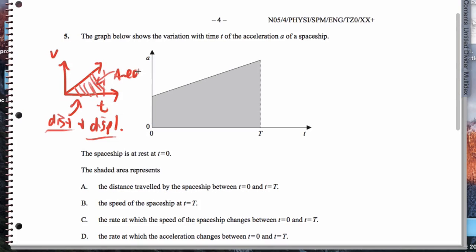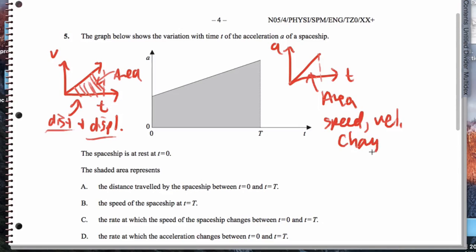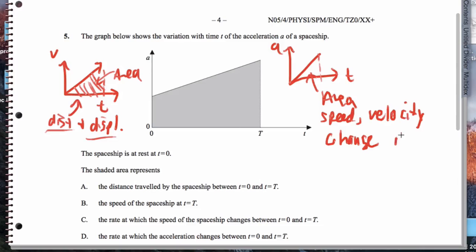Okay. Second thing, if I have a graph of acceleration versus time, the area will actually tell me either the speed, the velocity, or the change in velocity. Now, we're going to make a very clear distinction later on with these, but for now, we're just going to label it like this: speed, velocity, change in velocity. So when we look at these choices, choice B is the clear answer.